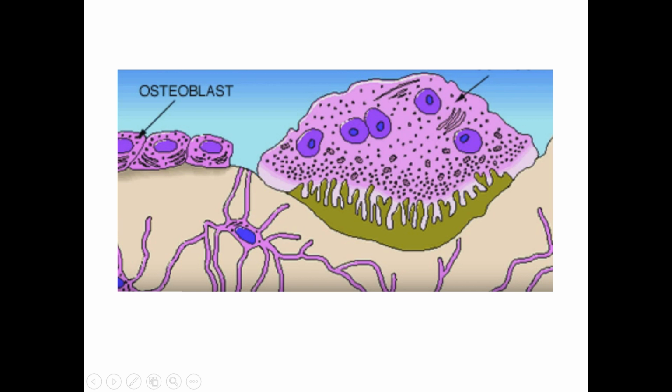They usually are located on the periphery of the bone tissue, and they produce matrix. So when they produce matrix, they finally get surrounded by that matrix and they become osteocytes, adult or mature bone tissue cells. Here they are, and they are interconnected to each other with canaliculi.